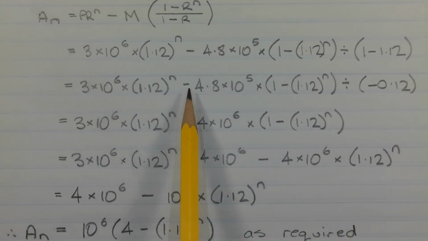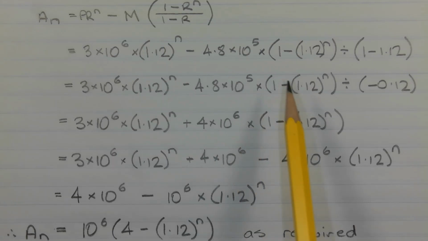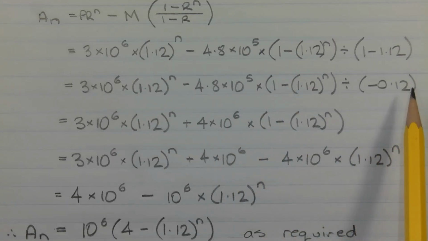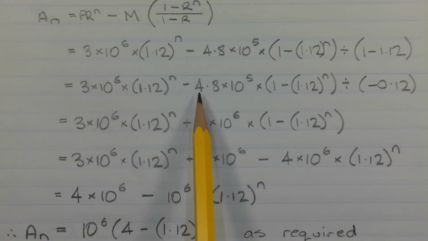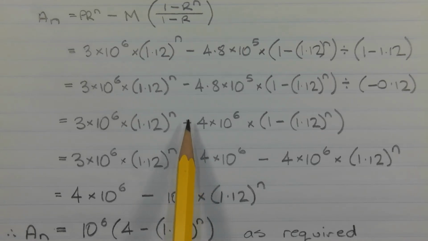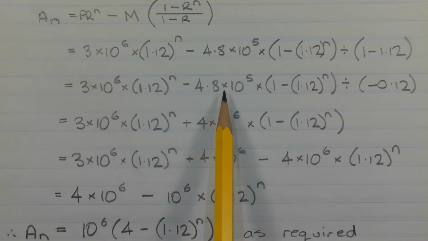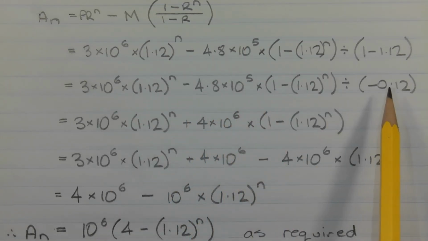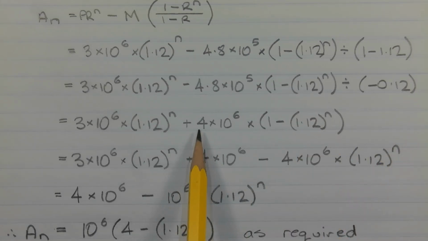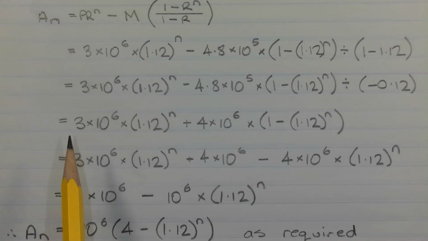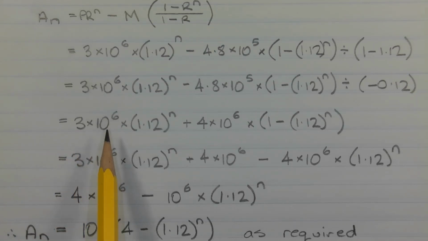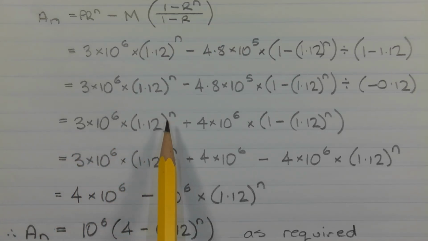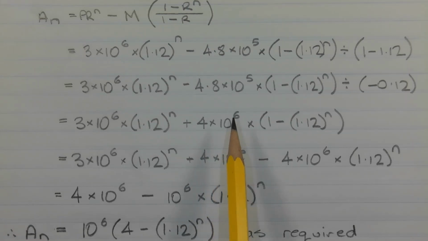And dividing negative 4.8 times 10 to the power of 5 by negative 0.12, we're dividing a negative quantity by a negative quantity, which turns it into a positive quantity. And 4.8 times 10 to the power of 5 divided by 0.12 gives us 4 times 10 to the power of 6. So A_N is equal to 3 times 10 to the power of 6 times 1.12 to the power of n plus 4 times 10 to the power of 6 times (1 minus 1.12 to the power of n).